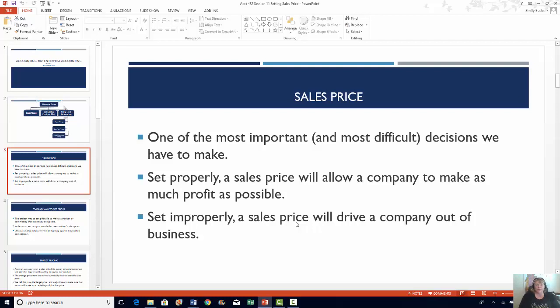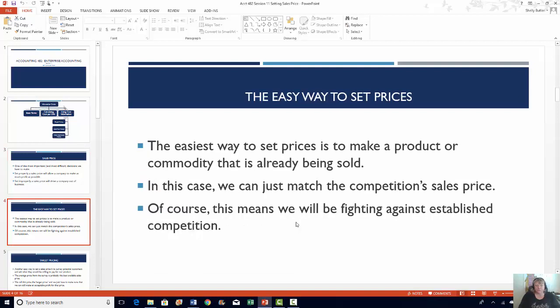One of the most important and most difficult decisions we have to make is setting a sales price. Now, set properly, a sales price will allow a company to make as much profit as possible. But if it's set improperly, it will drive a company out of business. Like I talked about, all the costs have to be accounted for in the pricing of your items so that you can recoup that money to pay everybody. Not just the direct materials and the direct labor people, but everybody.